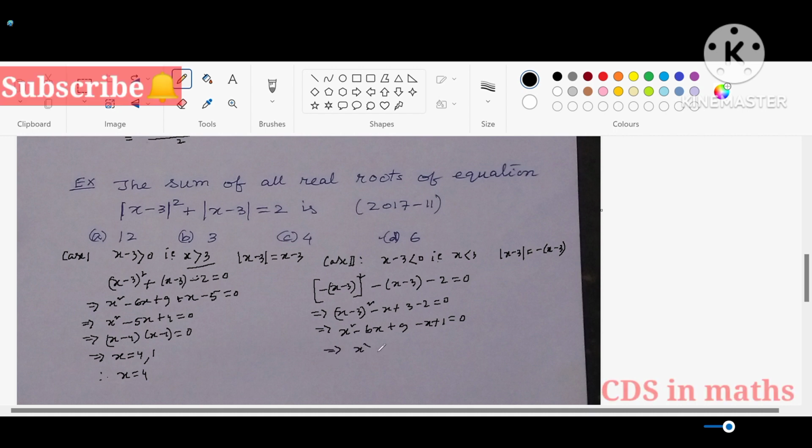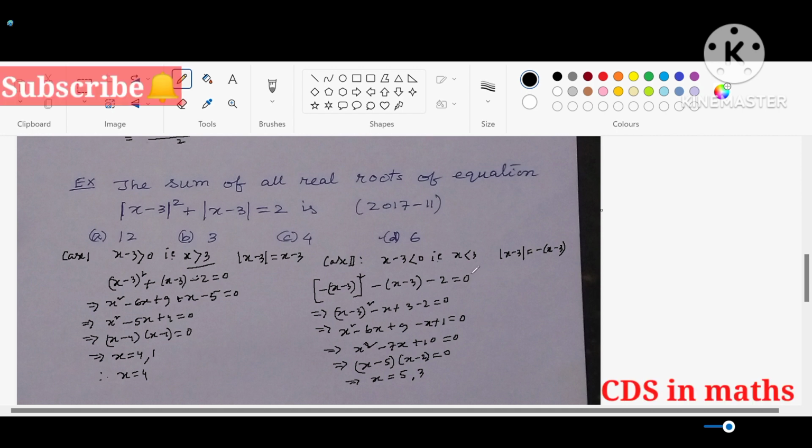So x square minus 6x minus x, that is minus 7x, plus 10 is equal to 0. So this is a quadratic equation now without mod, so you can solve using the factor method. My factors will be 5 and 2: x minus 5, x minus 2 is equal to 0. So this gives the x values. If I consider x minus 5 as 0, one of the values is 5, another value is 2.